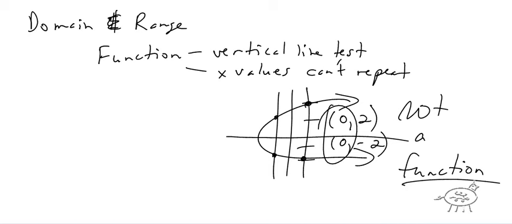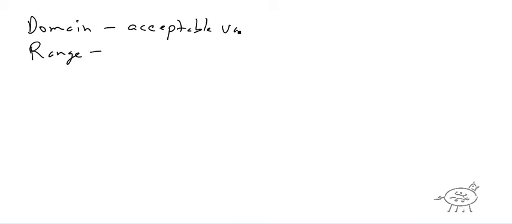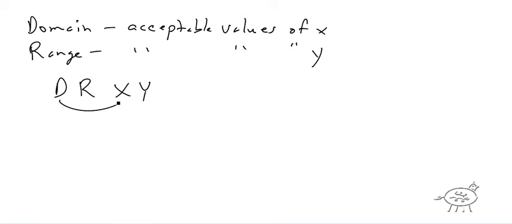Okay, so let's go back to domain and range. Let's write this out again. Domain and range. Okay, domain is acceptable values of x, and range is acceptable values of y. And again, don't get that confused, right? The way I remember it is d comes before r and x comes before y. So the d goes to the x, r goes to the y. Dr. XY. Ooh, he's very scary.